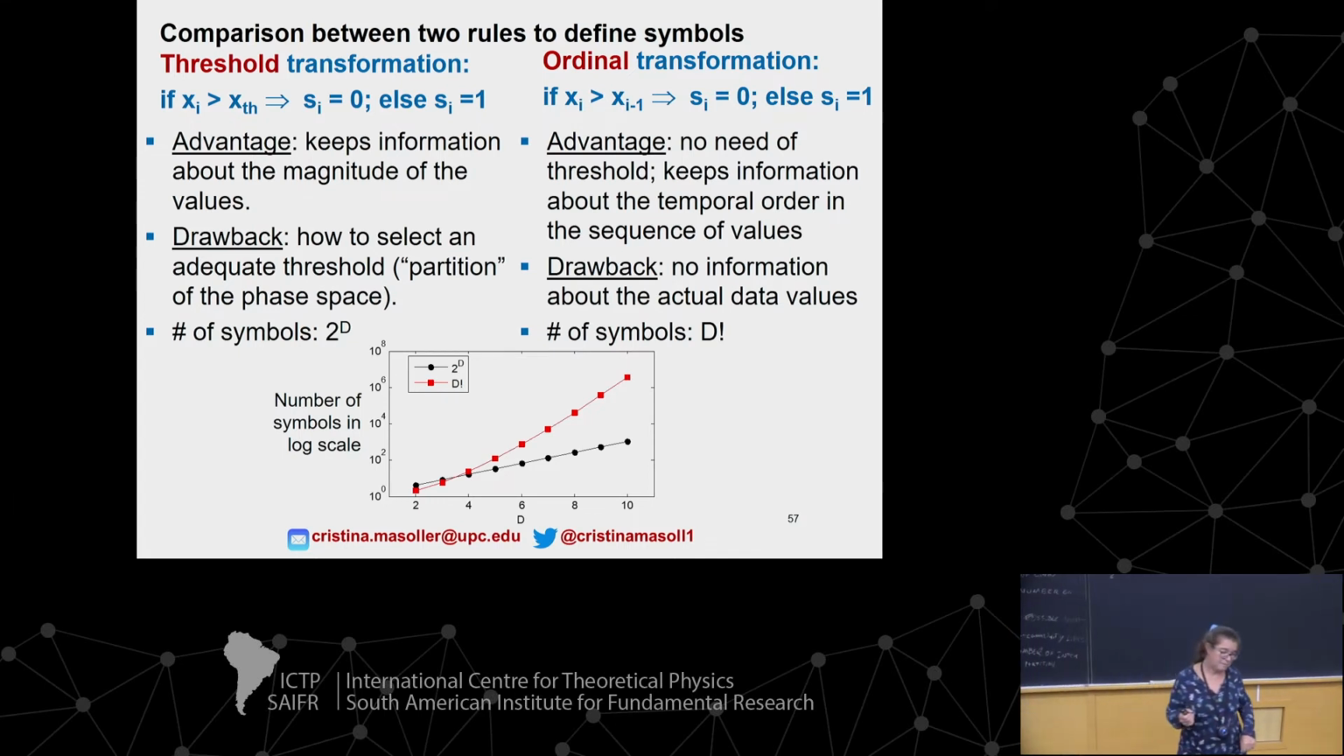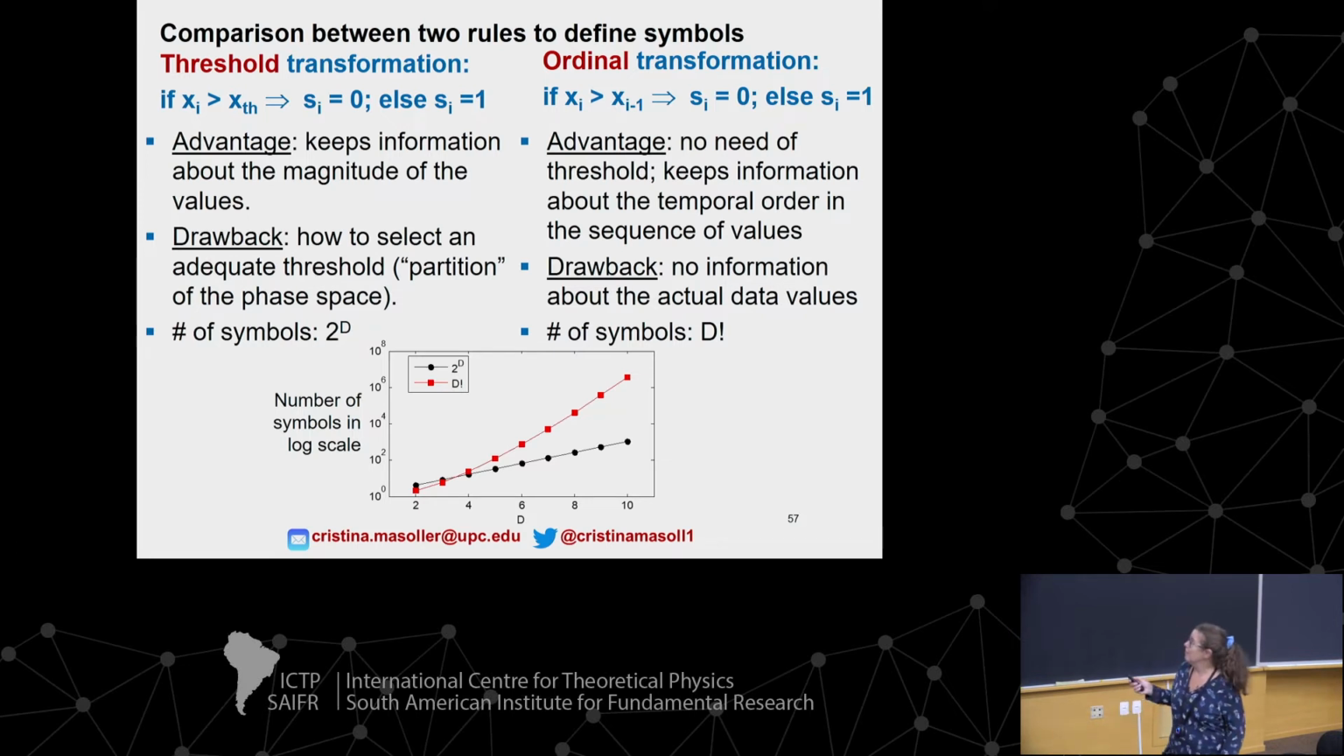So you cannot consider very long words. You need enough data to compute these probabilities. For example, for 6, you need to compute almost 700 probabilities. That means you need at least maybe 15,000 data points. So that's why the threshold transformation can be better.